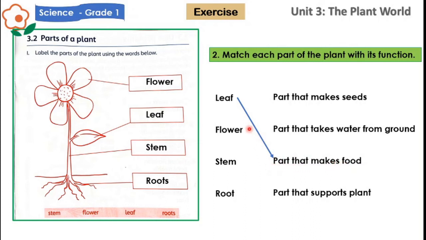So what is the function of a flower? Flower takes part in making seeds. Flower is the part that makes seeds. Now stem. Stem is the part that supports a plant, just like a skeleton in our bodies. And root is the part that takes water from the ground. So label this matching in your workbooks.